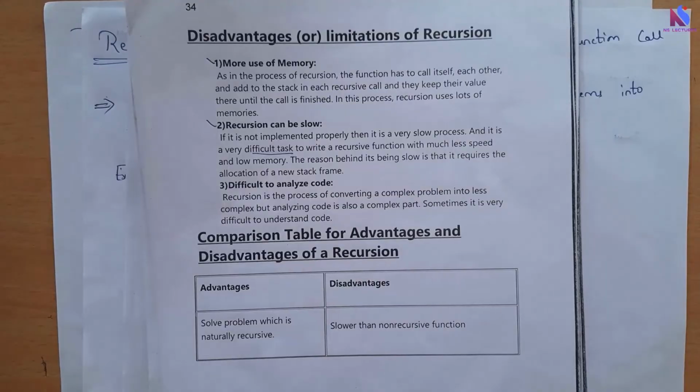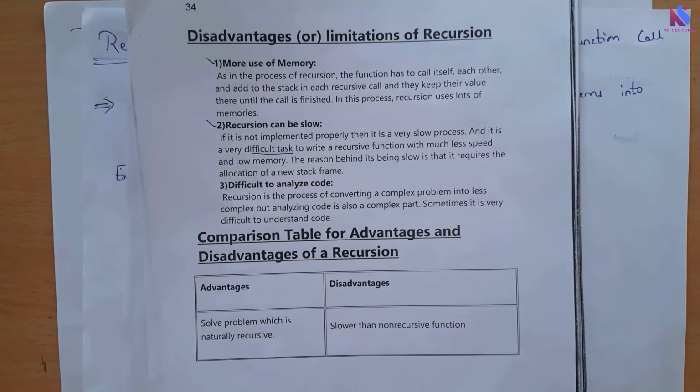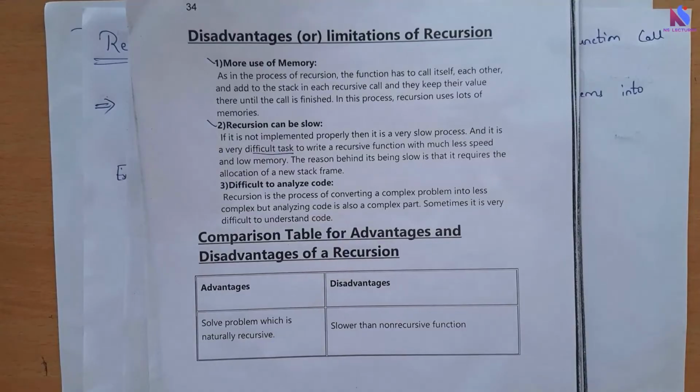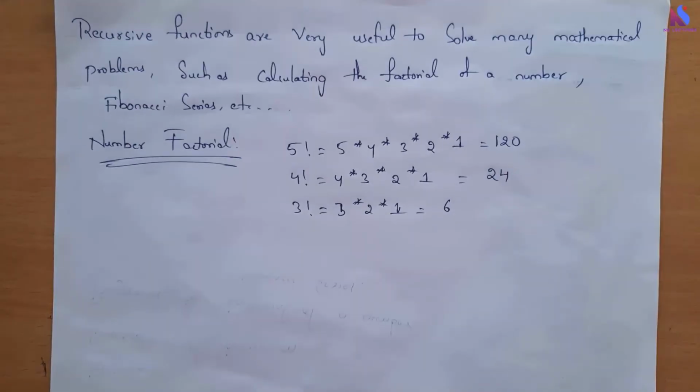As I already said before, by using recursive functions we can convert complex problems into simple problems. But before that, you need to understand what that complex problem is. So sometimes it is very difficult to understand the complex problem. By using a recursive function, we can solve many mathematical problems such as calculating the factorial of a number and Fibonacci series, and so on. At first, I will explain the program to calculate the factorial of a number using recursion.